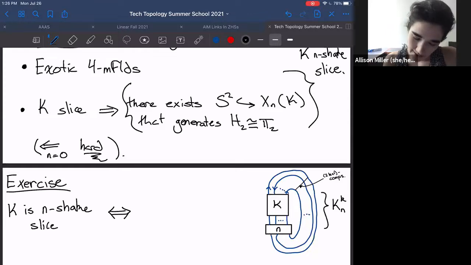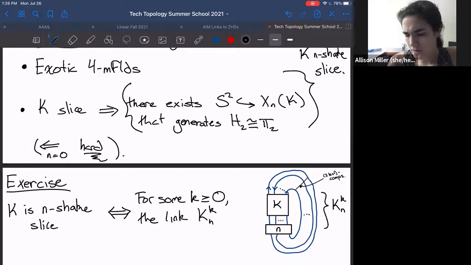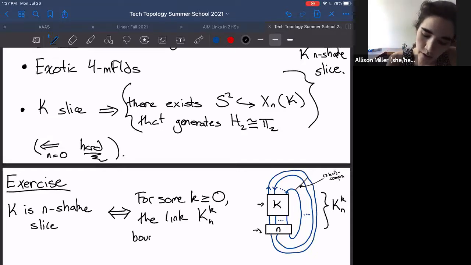So the fact is that K is n-shaped slice, as defined above, if and only if for some k greater than or equal to 0, the 2k plus 1 component link that I'm calling here K_n^k, and this box up here denotes that all of the strands are tied into the knot K. This box here indicates full twists. And I want to draw your attention to the fact that the orientations are alternating. Okay, so for some k greater than or equal to 0, the link bounds a planar surface in B^4.